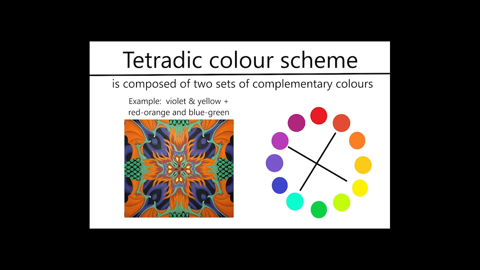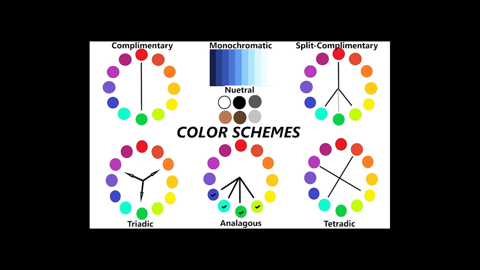Now we have tetradic color schemes, and it's composed of two sets of complementary colors. This example uses red-orange and blue-green, and violet and yellow. You could change the value or the tone. Again, to recap the color schemes, we have complementary, monochromatic, neutral, split-complementary, triadic, analogous, and tetradic.